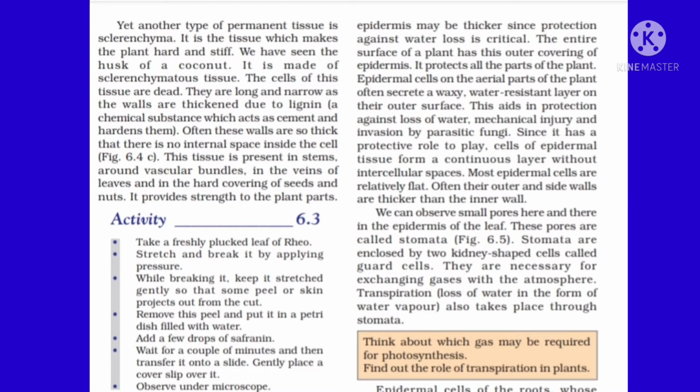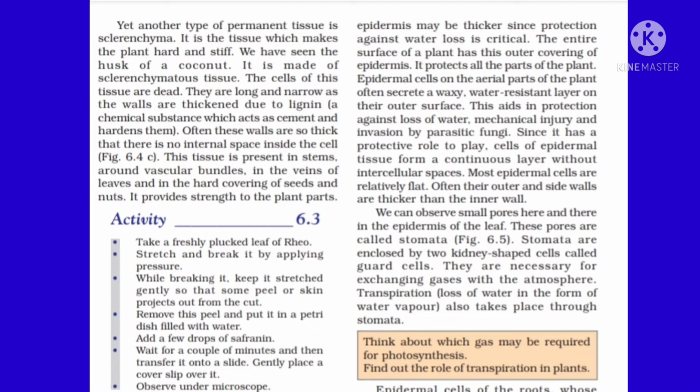Simple permanent tissue has three types: parenchyma, collenchyma and sclerenchyma. Sclerenchyma is made of dead cells which provide mechanical strength to the plant. Parenchyma tissue has space between the cells, which helps to store food and minerals. Collenchyma provides mechanical strength and gives flexibility to the plants.